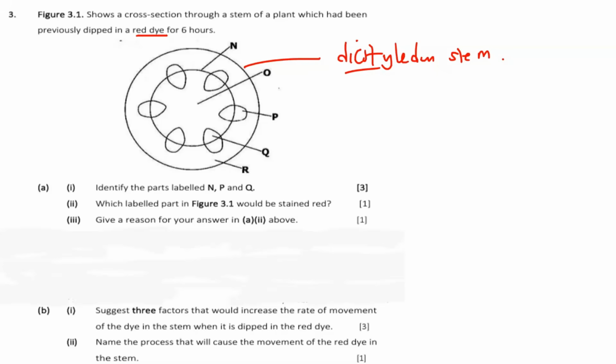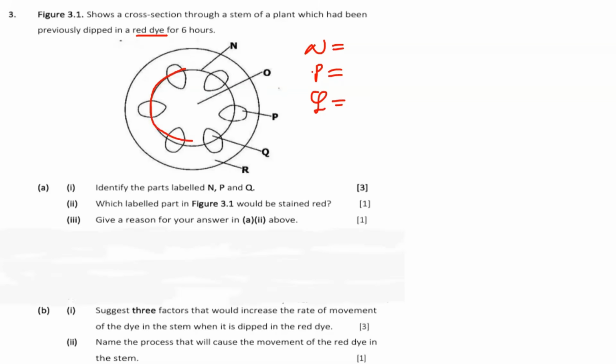Identify the parts labeled N, P, and Q. So you are going to identify the parts labeled N, P, and Q. What are the parts? Okay, so in identifying the parts, let us look at N, P, and of course Q. What is our N? So N, as you can see, is the line that separates the two parts, which are P and Q. Okay, so this is called the cambium layer. So that is the cambium.